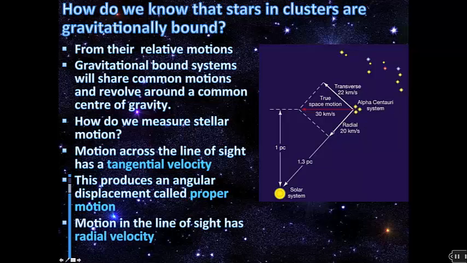And then for the line of sight, we can use the Doppler effect. If it's coming towards us, it's going to be blue shifted. If it's moving away from us, it's going to be red shifted. And that's where we can figure out what the true motion is. So here we see a picture of the Alpha Centauri system. We've got these three stars, and it's about 1.3 parsecs from us, and it's moving in a direction that's not quite towards us, but it has a transverse and a radial component, and its true speed is about 30 kilometers per second in that direction.